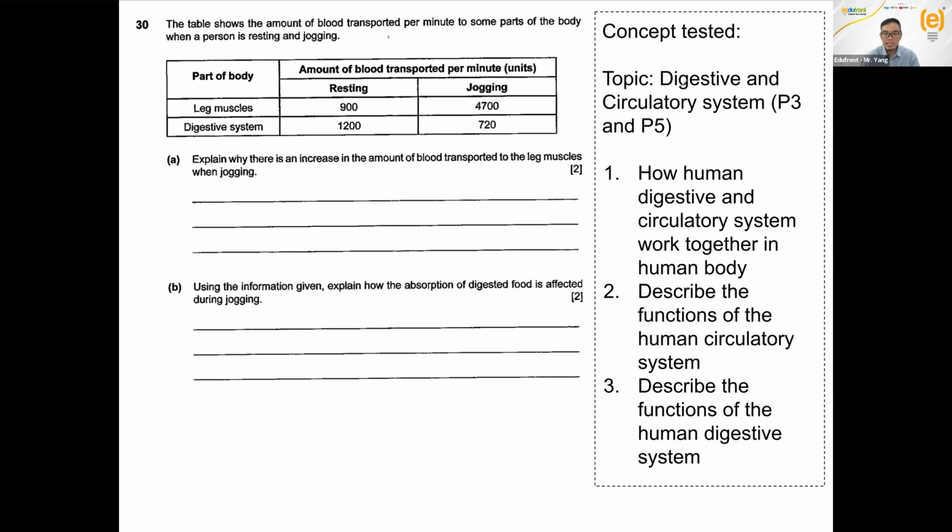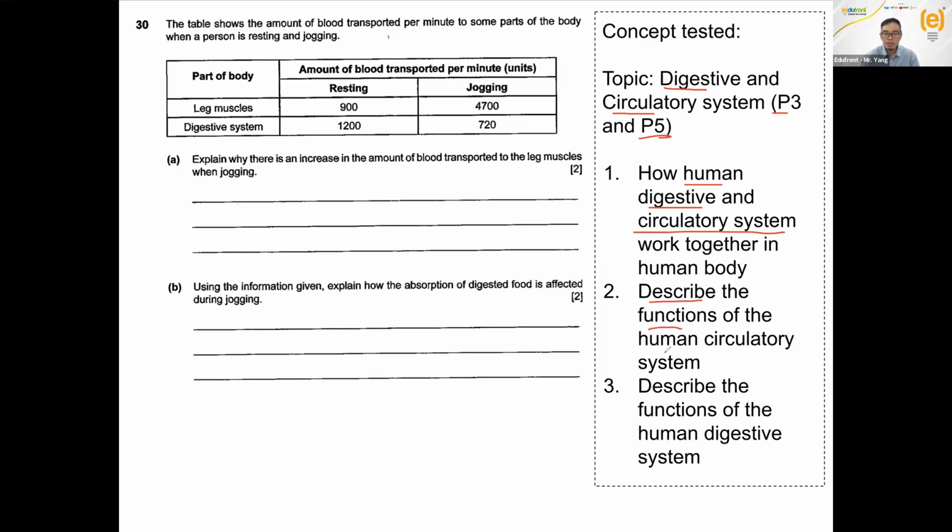Here they're testing you on the topic of digestive system. Every year there is a digestive system question. So far, 2021, 2022, 2023, seems like a favorite topic. So digestive system and circulatory system, P3 and P5. They're testing you on how the digestive system and circulatory system work together in a human body.